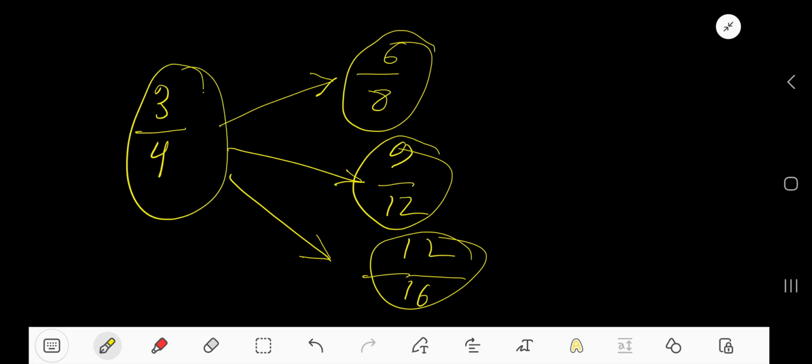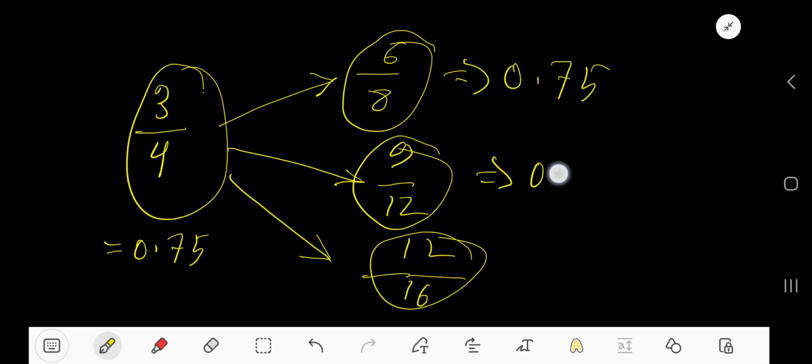Look, okay, the value of 3 over 4 in decimal is 0.75, and the value for 6 over 8 is also 0.75. That is, these all are equivalent fractions.